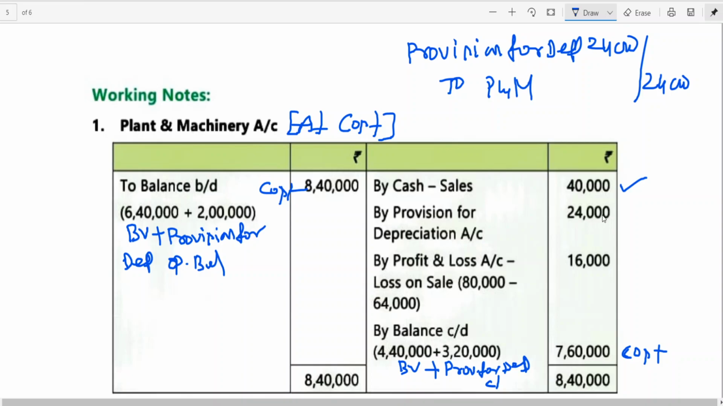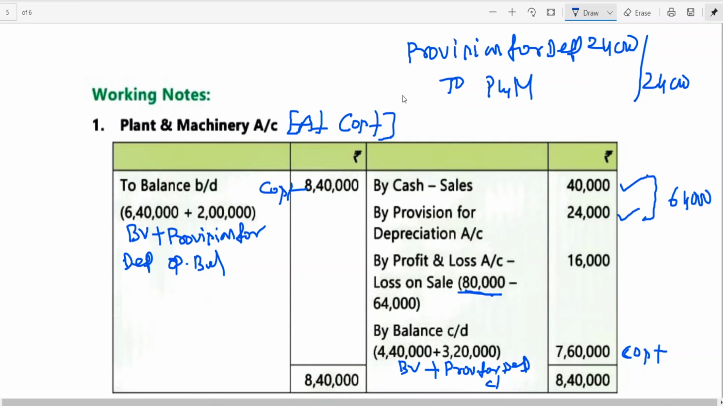This is sale proceeds. This is depreciation up to the date of sale. What is the cost price of the asset? 80,000. 80,000 minus 64. Sir, what is 64? How did you get 64, sir? 40 plus 24 is how much? 64. That means you have sold for 40,000. Provision for depreciation 24. Still you are getting a loss, the difference is how much?